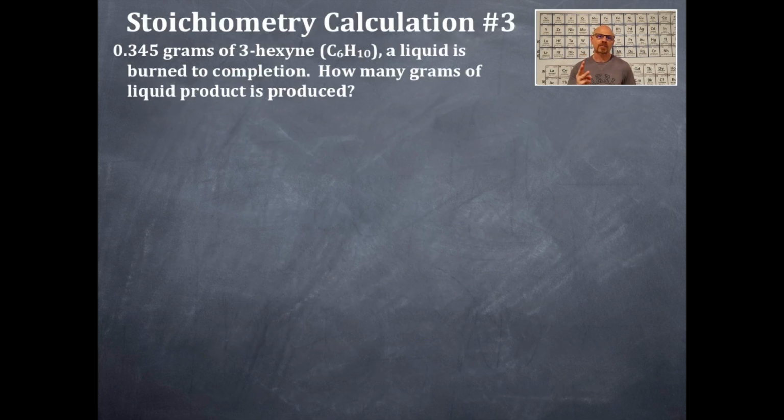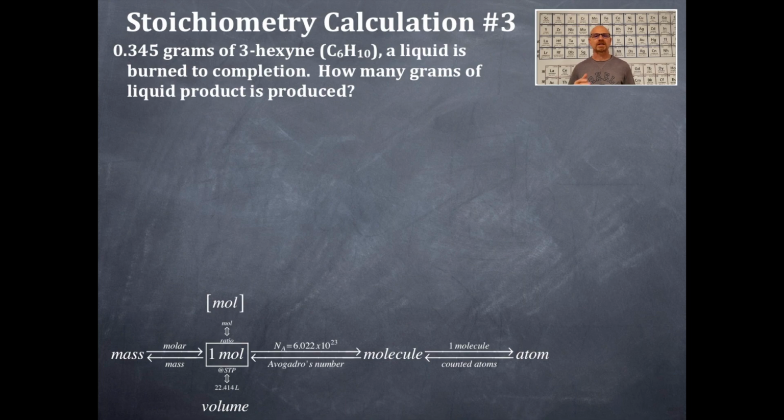Okay, so our third problem here: 0.345 grams of 3-hexyne, that actually has a triple bond in it, a liquid, is burned to completion. How many grams of liquid product is produced? So, our flow chart, like always, that's our warm blanket, if we will.